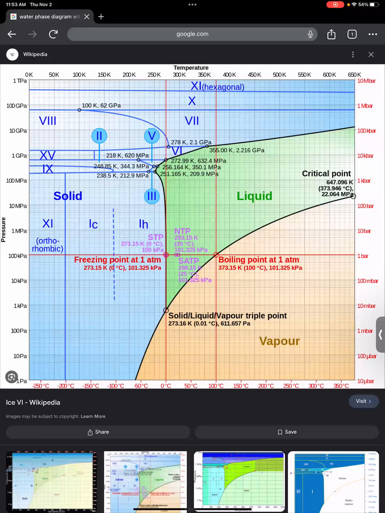And then solid-liquid, that line is pretty positive. So at higher temperatures, the volume change is positive, with that other ice.